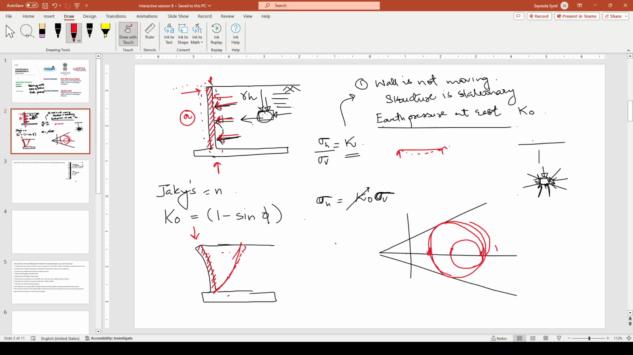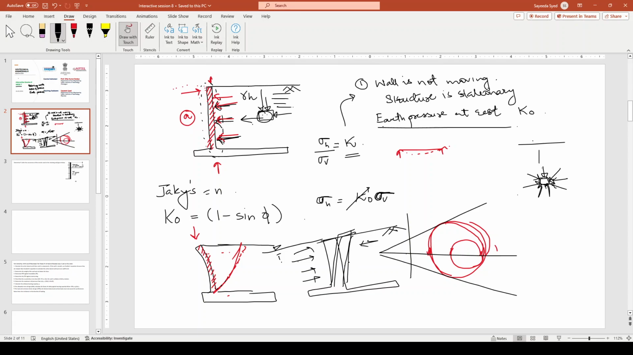And now if you have a passive earth pressure, for example, let me say that this soil is filled with water and it is exerting greater pressure than what is being exerted here. So our wall will move like this, isn't it?